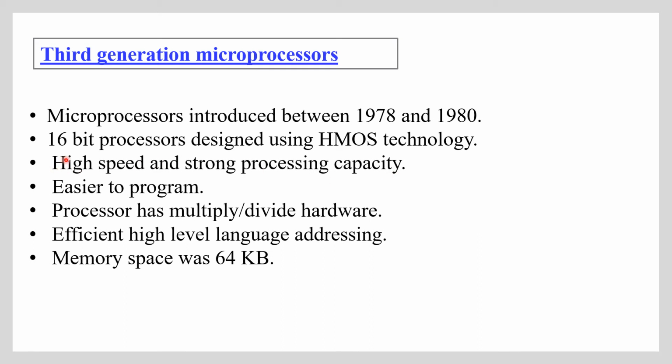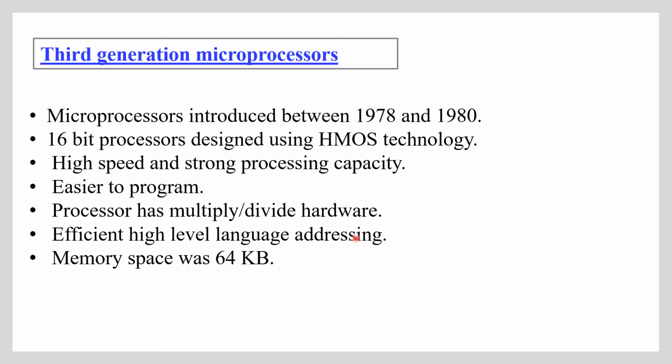The third generation microprocessor was a 16-bit microprocessor designed using high speed CMOS technology, that is HCMOS technology, with high speed, strong processing capacity, and easy to program. The processor has multiple and divide hardware, efficient high level language addressing. Memory space was 64 kilobytes. Now the memory space also increases as the generation advances. The other features were full arithmetic execution and efficient high level language addressing.